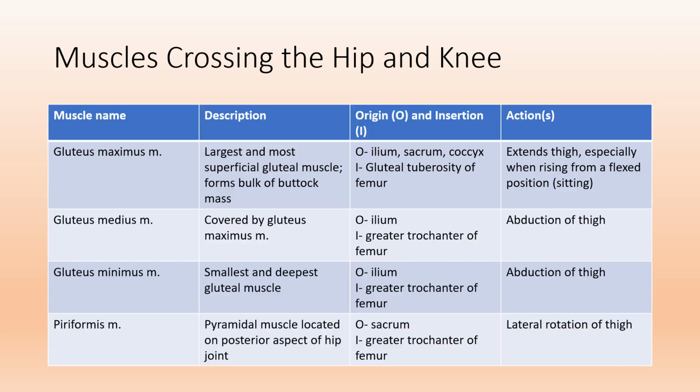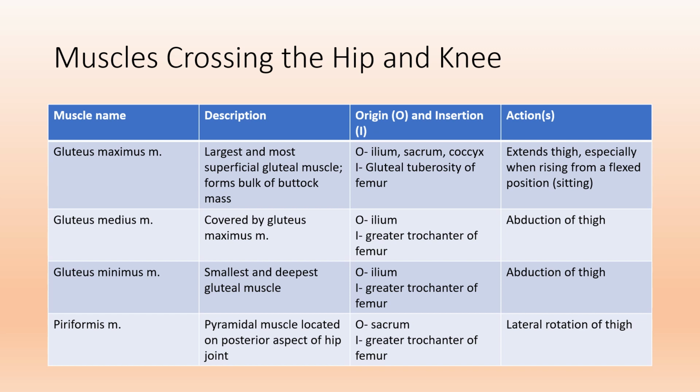Moving along to the posterior aspect of the hip, the thigh, the knee, we have 3 gluteal muscles in the gluteal region. The largest and most superficial is known as the Gluteus Maximus muscle, coming from the ilium, the sacrum, and the coccyx. The Gluteus Maximus muscle inserts onto a very special bone marking known as the gluteal tuberosity on the posterior femur. The gluteus maximus muscle is going to extend the thigh.